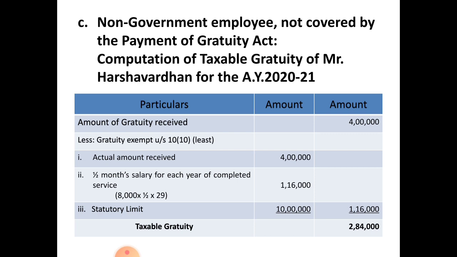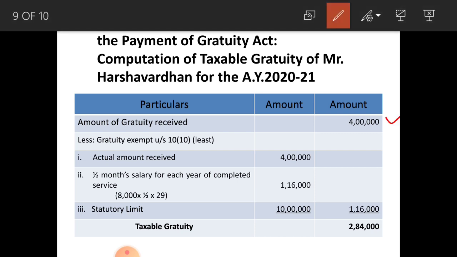Now you can calculate the taxable gratuity amount. For that, first you have to write amount of gratuity received rupees 4 lakhs. From that you have to deduct the least of the following. First one, actual amount received 4 lakhs. Second one, half month salary for each year of completed service, 8,000 into half into 29. Here fraction of the year you have to ignore. That amounts to rupees 1,16,000 and statutory limit under not covered by the Payment of Gratuity Act is only 10 lakhs rupees. Least of the following is half month salary, that is 1,16,000.